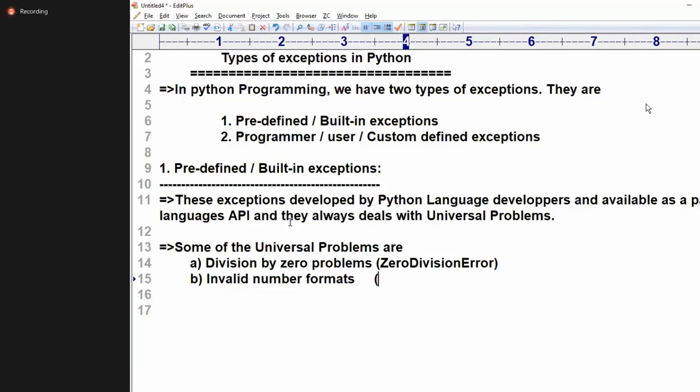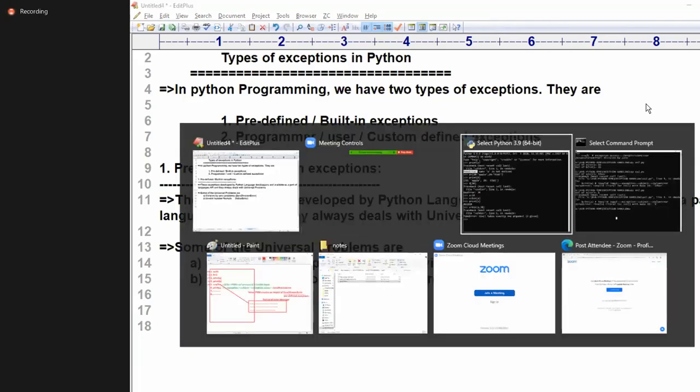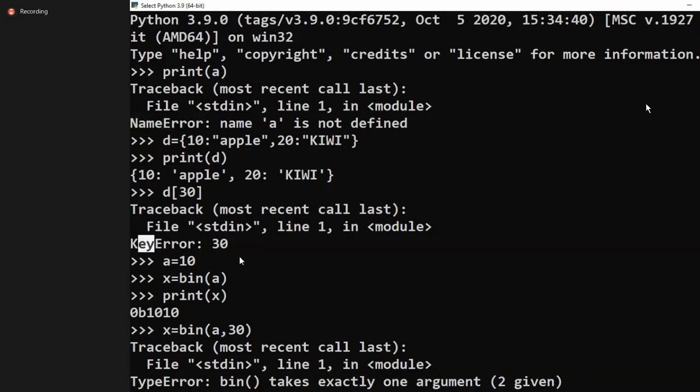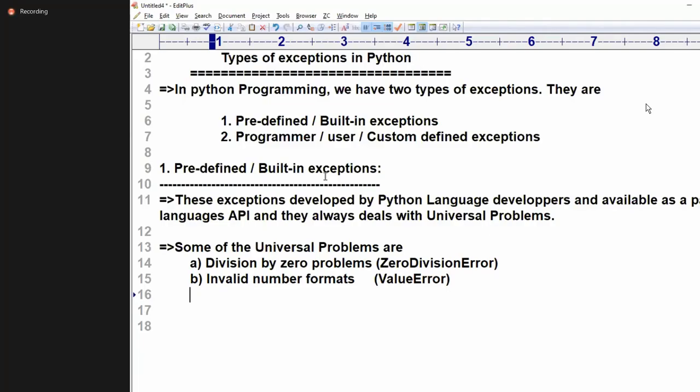So, coming to the point of it, invalid number format. I showed you already in the class. I showed you here, see that key error, type error, and name error. And next one more type of errors here: value error, invalid literals, invalid values. Next is called what? Invalid literal, unable to convert. These are all called what? Invalid number formats.